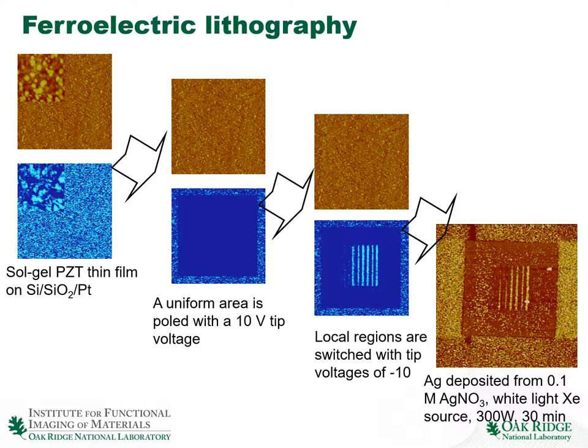I can prepare my deposition field by switching the polarization in one direction. I can use the PFM in order to write the lines of different thicknesses. And then I can deposit silver. And as you can see, that silver deposited exactly on the regions where I created my PFM written lines.